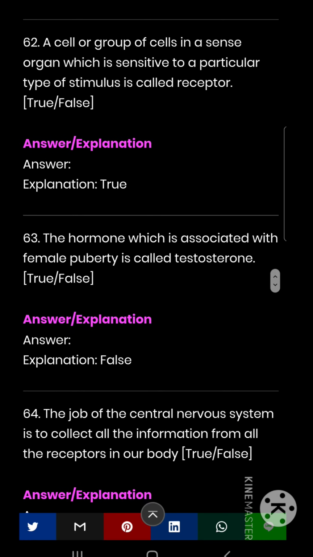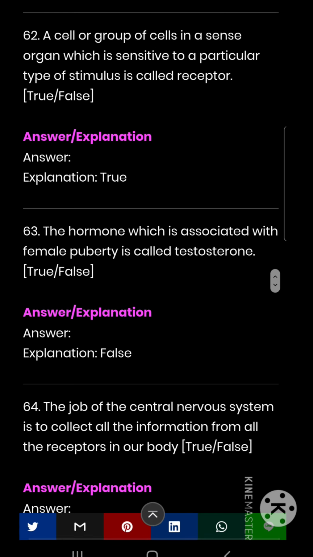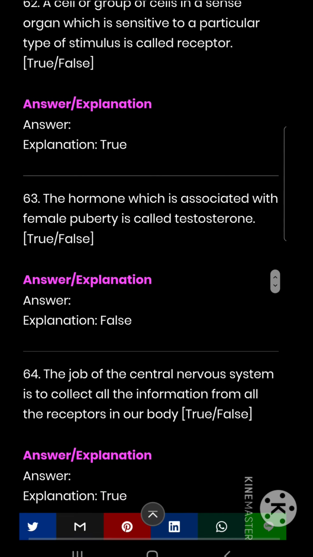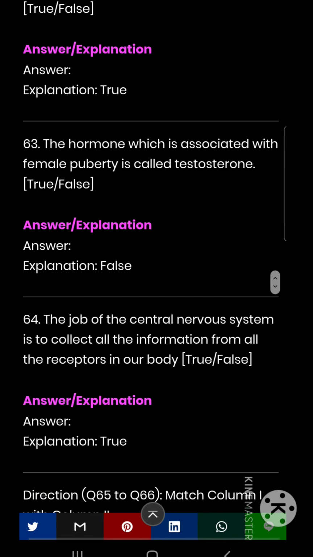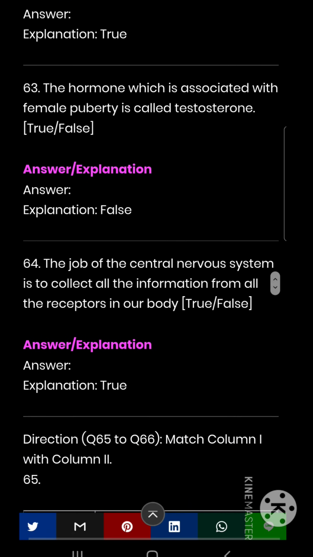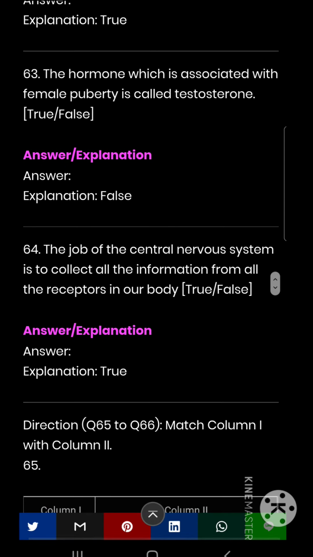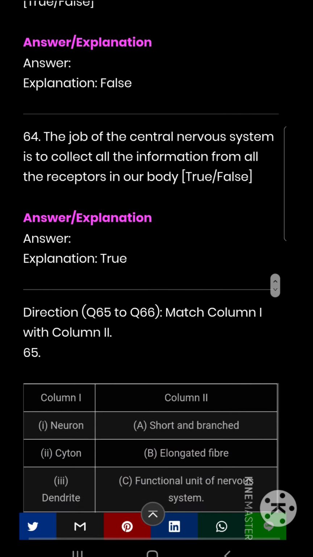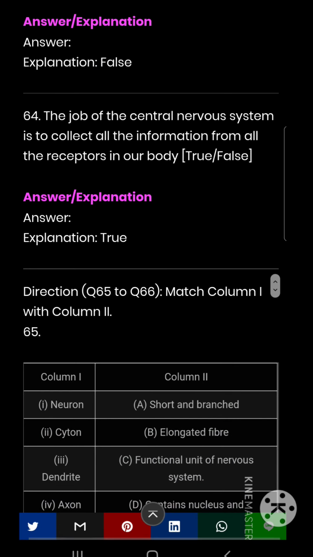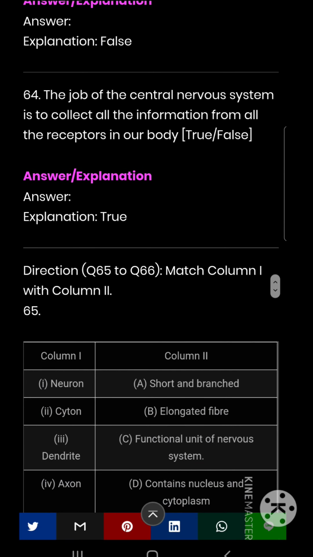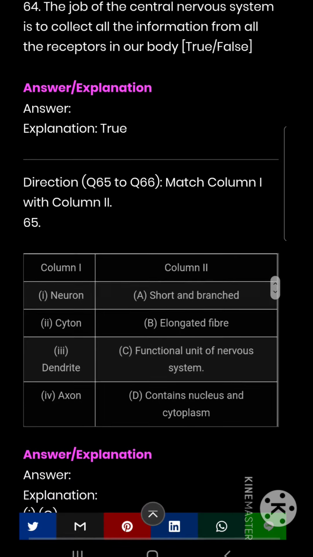A cell or group of cells in a sense organ which is sensitive to a particular type of stimulus is called receptor. Yes, receptor cells. The hormone which is associated with female puberty, it's called testosterone hormone. No, it is not testosterone hormone. It is estrogen hormone. The job of the central nervous system is to collect all the information from all the receptors in our body. True.